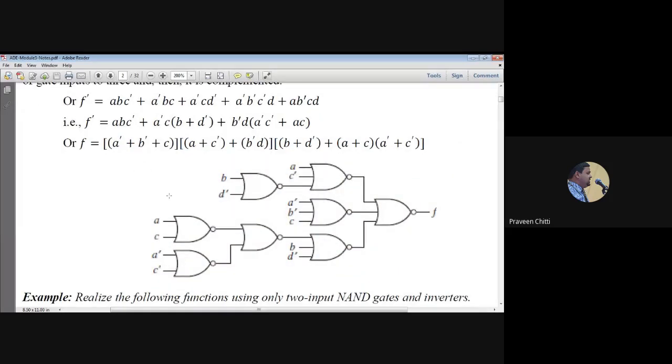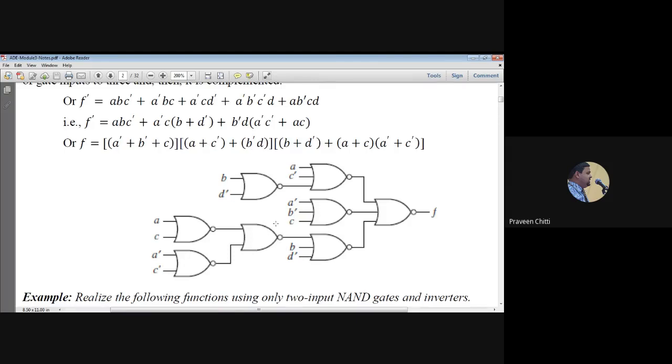How do I get this? Like A bar plus B bar plus C, right? A bar plus B bar plus C, you give it to one NOR gate. Then this entire bracket term can be obtained using one NOR gate. But there is one OR operation and one AND operation.